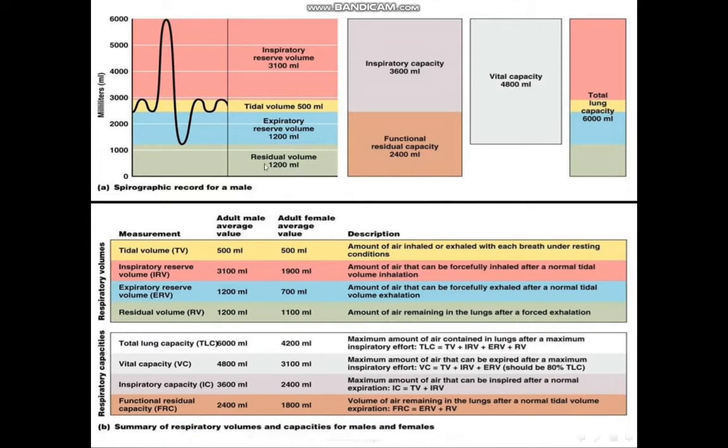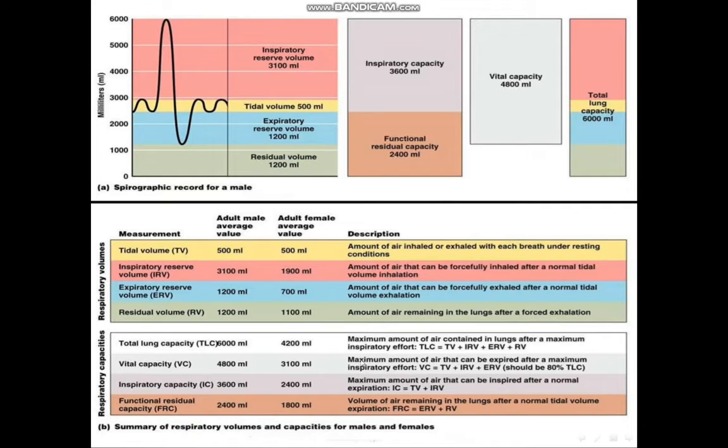So the residual volume stays in the lungs until the person passes away. You will always have this amount of air, you will never lose it or change it. Let's start the capacities. Total lung capacity is about this number, 6,400, with 4,200 as the average between them. It's different from one person to another. It's the summation of the inspiratory reserve volume, tidal volume, expiratory reserve volume, and residual volume.